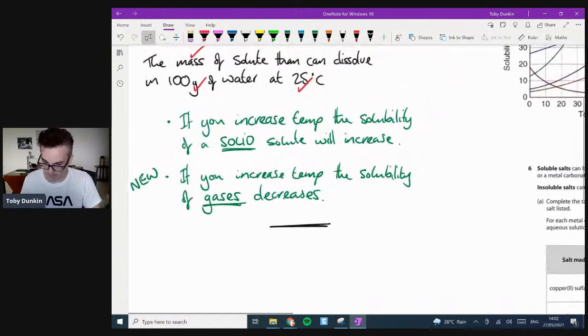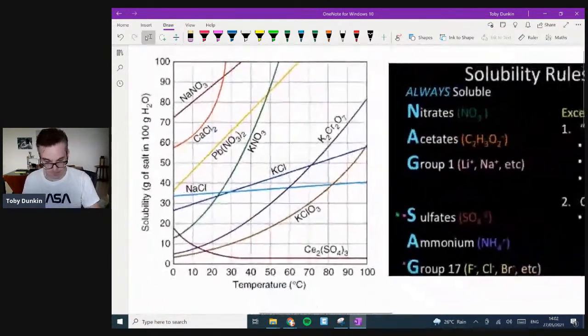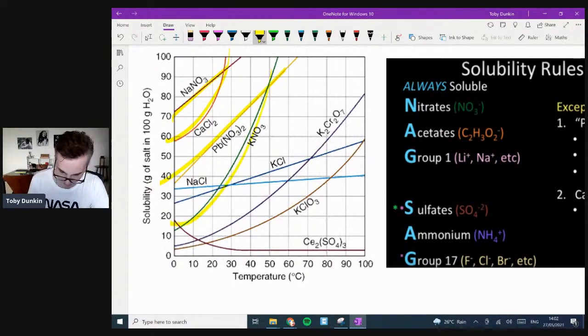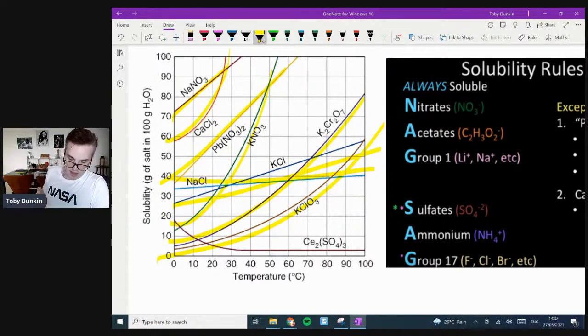Whatever. Anyway, so let's go to our solubility curves. What we can see here in our solubility curves is that all of these are going up. What this tells us is these are solid solutes. There is one, by the way, just one that breaks that rule, cerium sulfate.